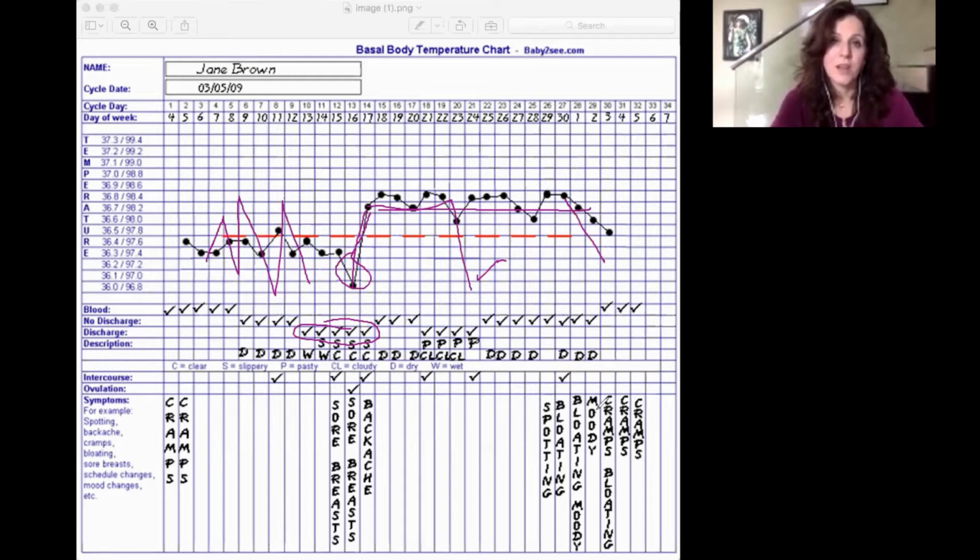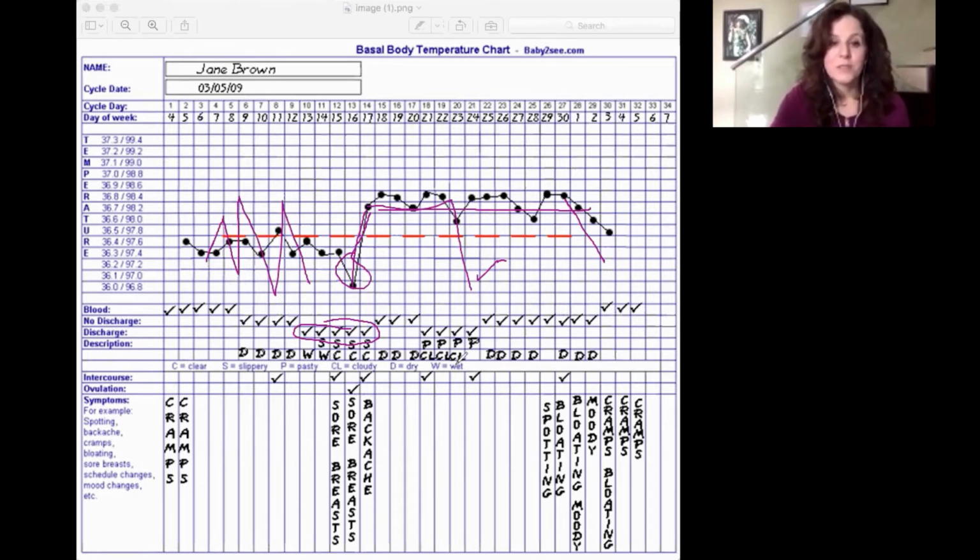You shouldn't have any cramps or bloating or moodiness before your period. Any cramps or bloating or moodiness indicates that you need to improve the health of your reproductive system. You need to get some really healthy circulation there and correct that imbalance.